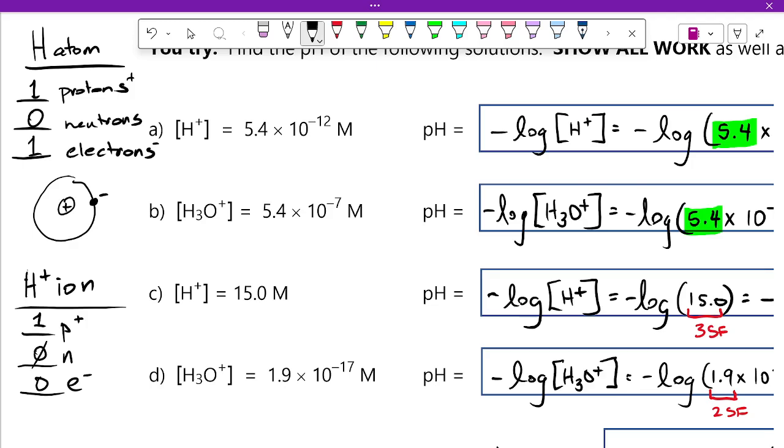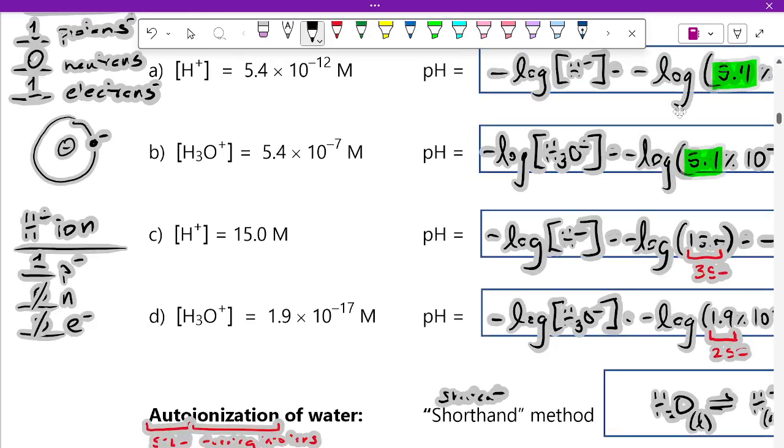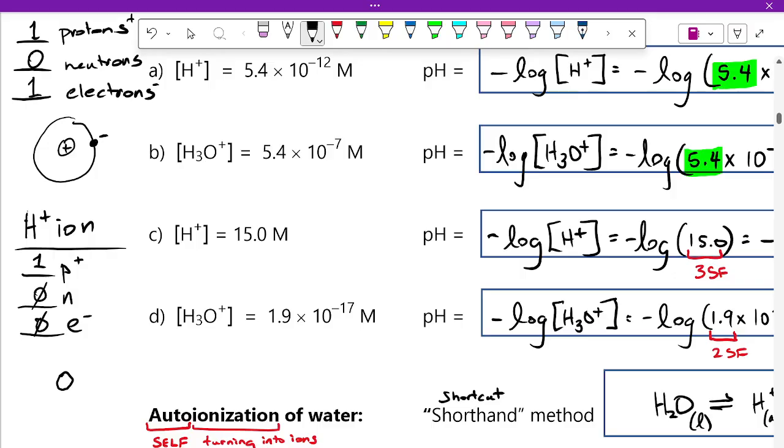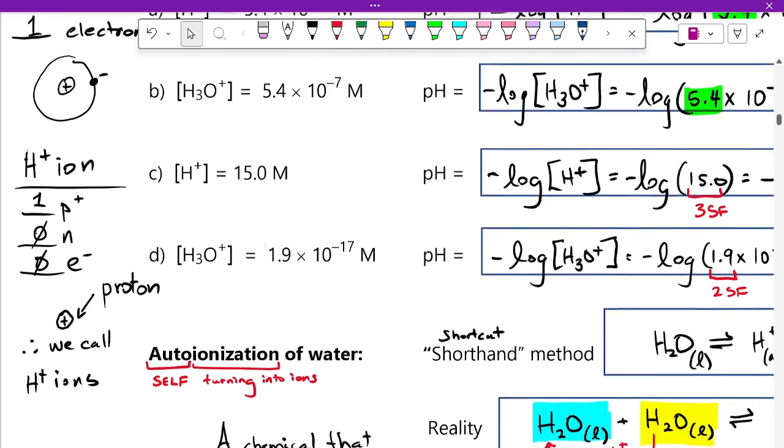So if we were to draw that, what would it be? It's just that. And what is that? That is a proton. So very often we will just call hydrogen ions protons. Okay? Therefore, we call H plus ions protons.